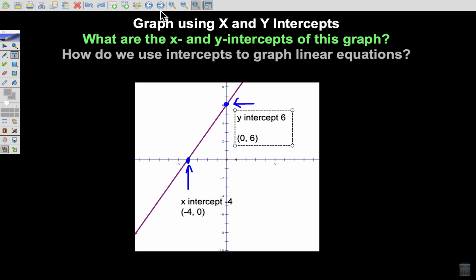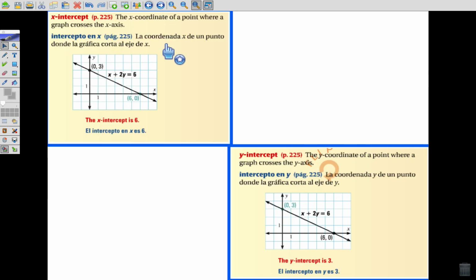Now, there is a method in which we can figure out how to get the x and y intercepts of any linear equation. Actually, it applies to any equation, but in this case, we're dealing with lines. So x-intercept is the x-coordinate where a graph crosses the x-axis, and a y-intercept is the coordinate where the graph crosses the y-axis. Okay, so x-intercept crosses the x-axis and y-intercept crosses the y-axis.